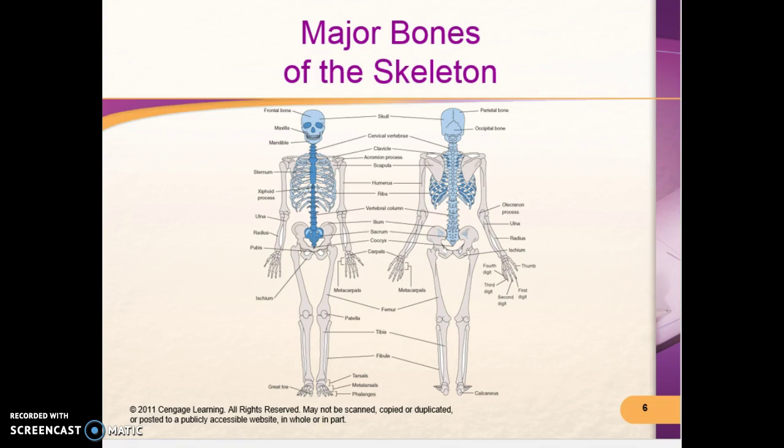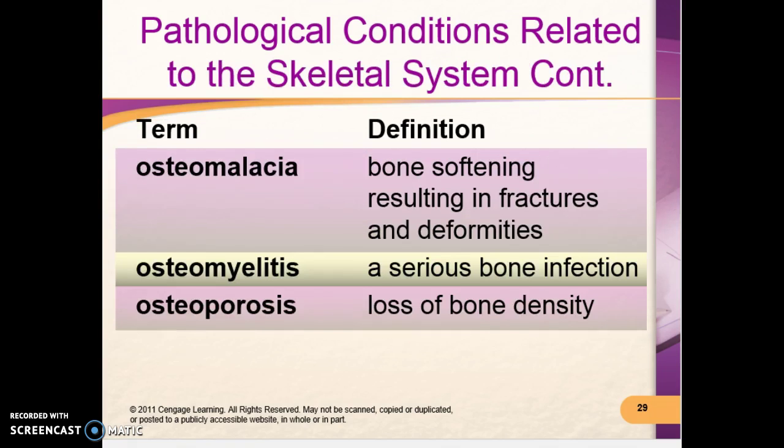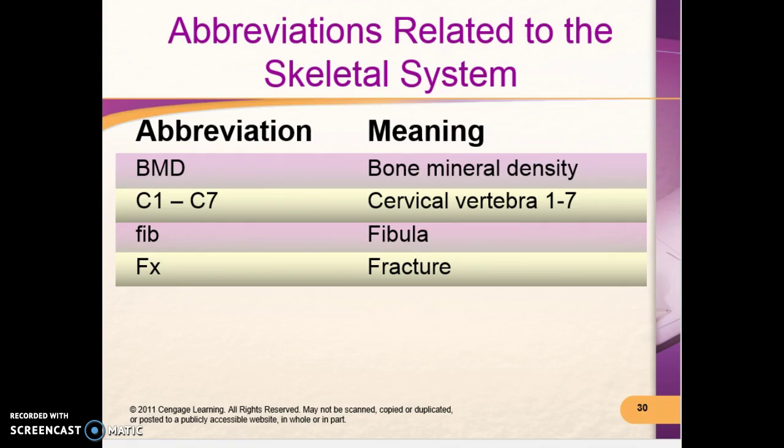What I really want you to focus on is some of the different conditions related to the skeletal system. So things like arthritis, fractures, herniated discs, osteoporosis, those types of things. Becoming familiar with the abbreviations that are referenced in this chapter. So looking at the C1 through C7, meaning the different vertebrae of the cervical vertebrae, things like that. FX being fracture. Those are the important things for you to become familiar with.